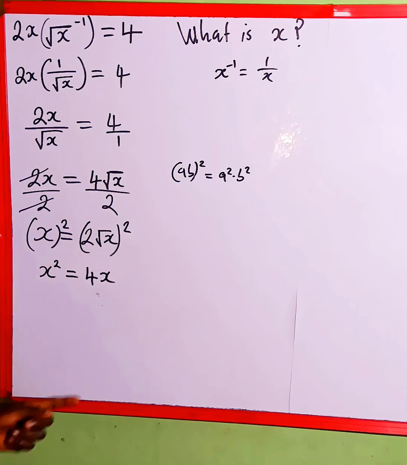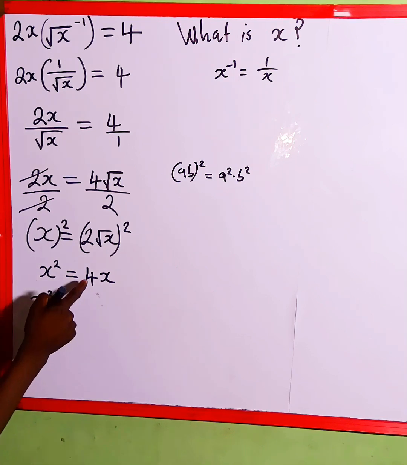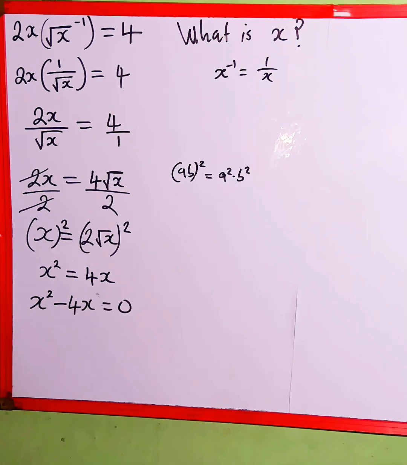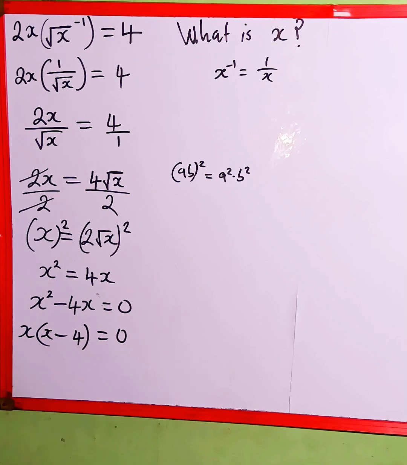Now the next step is to take this 4x back to the left hand side. Then we have x squared, and remember, when positive crosses an equality sign it becomes -4x, which is equal to 0. So if you look at the left hand side, we have x in common. So we factor out x, then we open bracket. Now we're going to divide. x squared divided by x, it will remain x, then minus 4x divided by x, it will remain only 4, which is equal to 0.